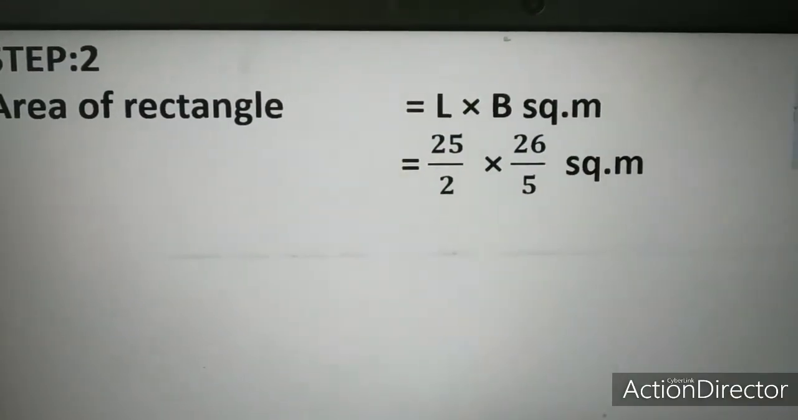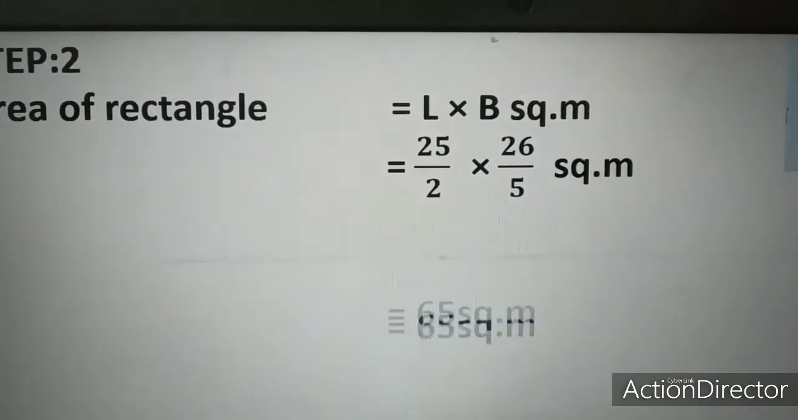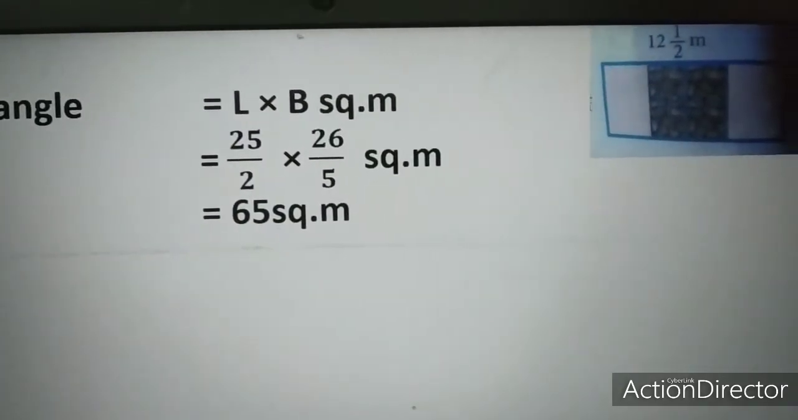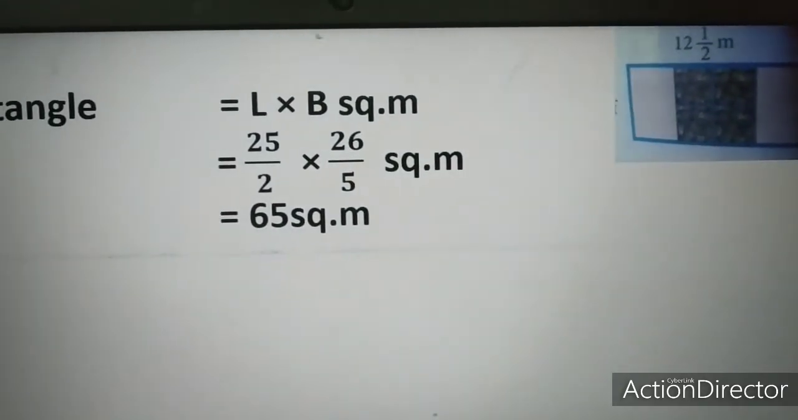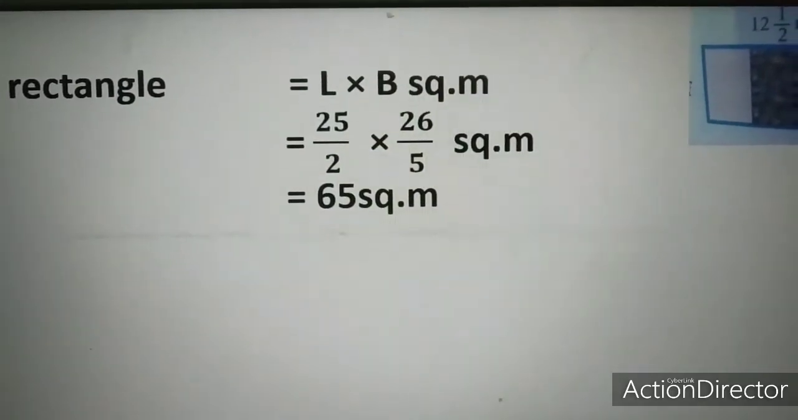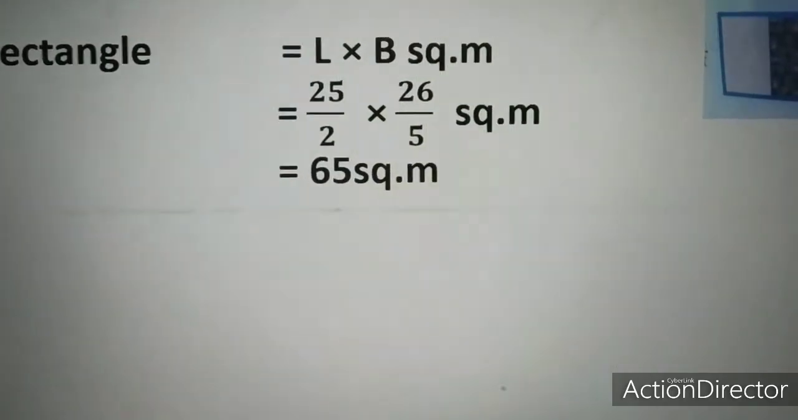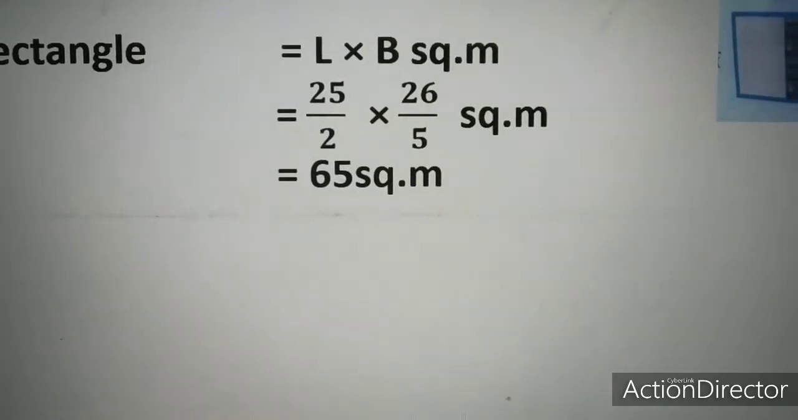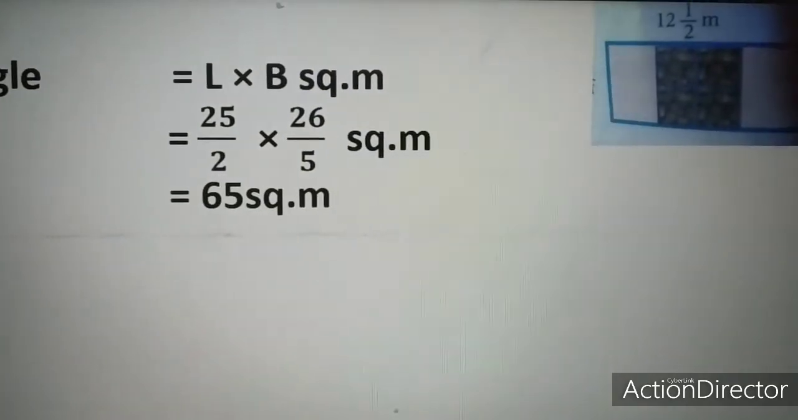Now moving on to step 2, we will find the area of the rectangle, whose formula is length into breadth. So length is 25 upon 2 and breadth is 26 upon 5 square meter. On multiplying, we are getting 65 square meter.